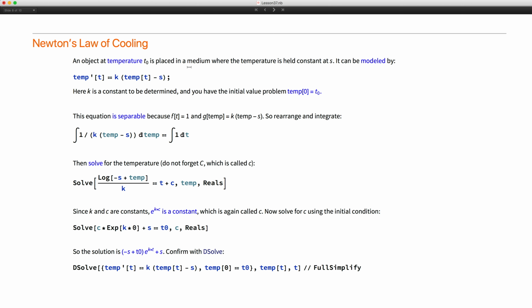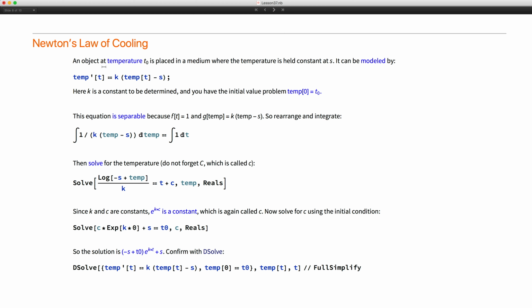And a second example is for Newton's law of cooling. So here is the differential equation for the temperature when an object at temperature T0 initially is placed in a medium where the temperature is held constant at S. So what happens is that the rate of change of temperature is proportional to the difference between the current temperature and the temperature of the surrounding. And as time goes by, when the difference becomes small, the rate falls down as well. So you need to determine K, and we're given the initial condition that the temperature at 0 is T0.